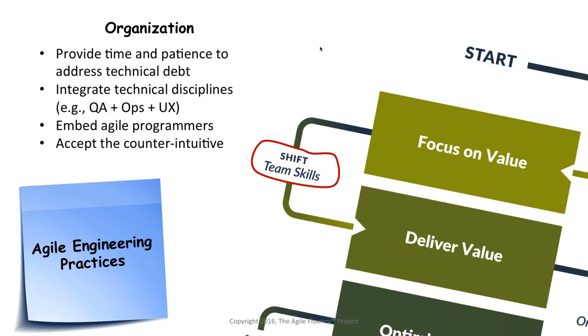At this point, technical disciplines are going to be much more embedded in the team. So we're looking at, as we said, QA and test. Maybe DevOps becomes an issue here, depending on the nature of the product, or UX gets a closer relationship with the team. Also, we might have agile programmers embedded with the actual customers.